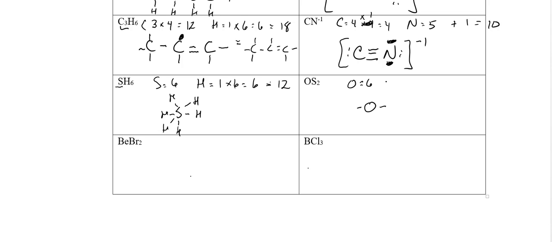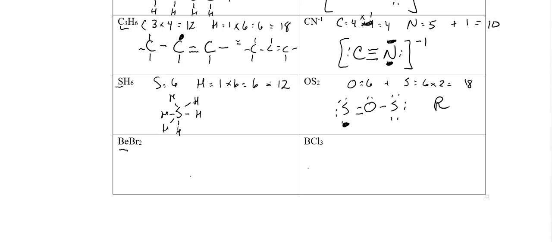Oxygen, 6. Sulfur, 6 times 2, it's 18. 2, 4, 6, 8, 10, 12, 14, 16, 18. Can't have that. Double bond. Which means the sucker resonates.